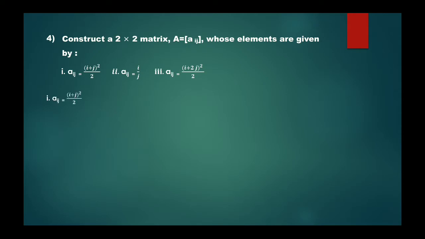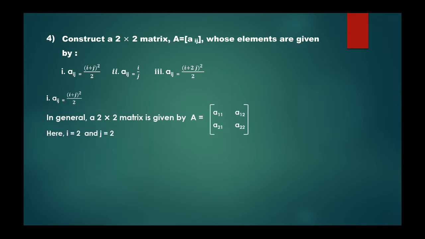Let's do the first question. In general, a 2 cross 2 matrix is given by A equal to [a11, a12; a21, a22], where i is 1 to 2 and j is 1 to 2. So a11 is (1 plus 1) the whole square by 2. So we get 2 square by 2, that is 4 by 2, and it is 2. Then we have a12. Again we substitute the i and j values, that's 1 and 2. So we get the answer 9 by 2.